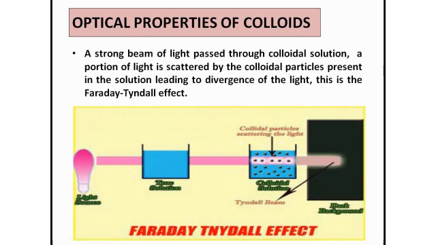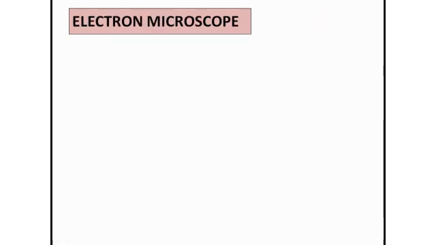This effect is also known as the Faraday-Tyndall effect. So if this is a source of light, if it passes through a true solution, it will remain as a straight line, but whenever it passes through a colloidal solution, it will have some sort of divergence. This is known as a Tyndall beam if we observe it over a dark background. So this is known as the Faraday-Tyndall effect. It occurs due to the movement of the colloidal particles within the solution.